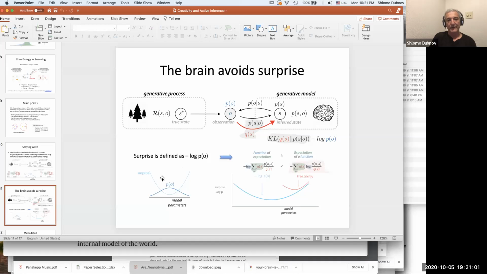So this is just another terminology that we'll see in the papers that might be confusing, but surprise and evidence: you maximize your evidence by minimizing your surprise. It's just making sure that we speak the same language. Minimizing surprise is the same as maximizing the evidence.